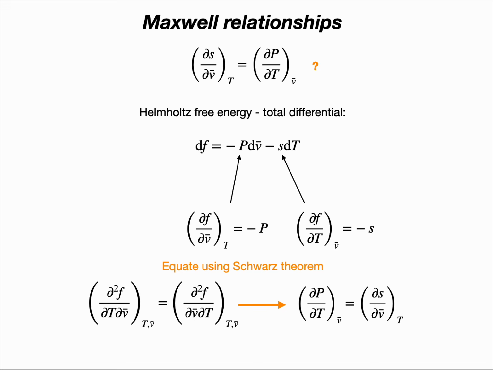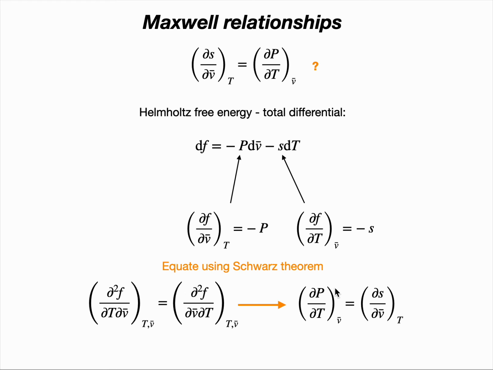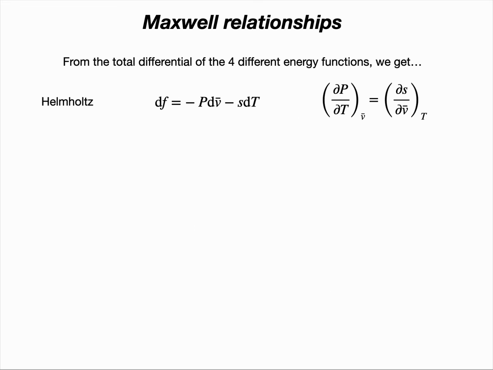Remember, because they have this form, if this is equal to this, it means that this part here is equal to that part. So now we came to the expression from which we wanted to derive this. This is a Maxwell relationship.